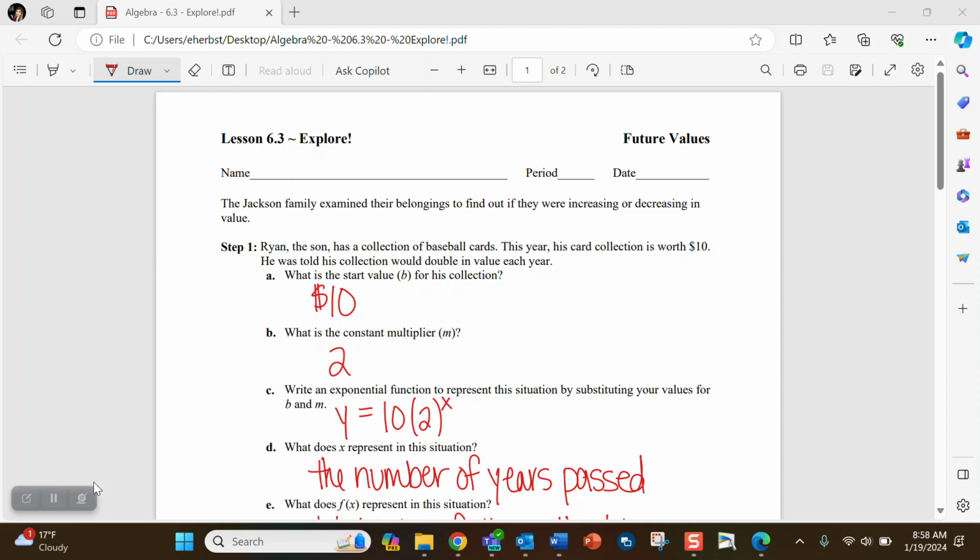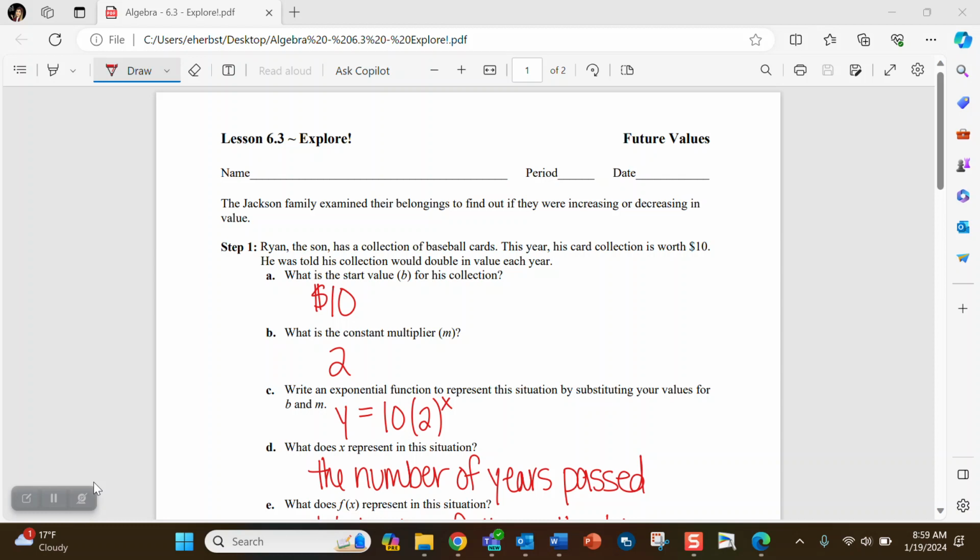So for step one, it says that Ryan, the son, has a collection of baseball cards. This year's card collection is worth $10. He was told his collection would double in value each year. So the first question is, what's the start value for the collection? And the answer here would be 10. This year would be year 0, and it's how much it's initially worth, which is $10. Constant multiplier is 2 because it's going to double in value each year.